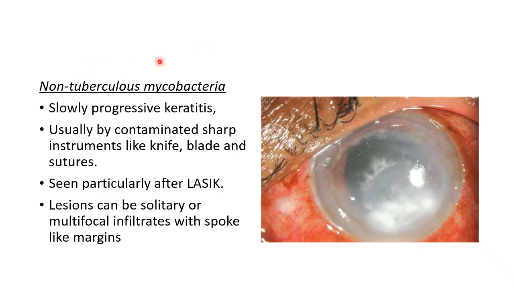And then we have these non-tuberculous mycobacteria, which have a very particular feature of these spoke-like infiltrates. The margins of the infiltrate have these little spokes. Remember, non-tuberculous mycobacteria are seen particularly after refractive surgeries such as LASIK. They are caused by contaminated instruments, and it is also a slowly progressive or an indolent type of keratitis.